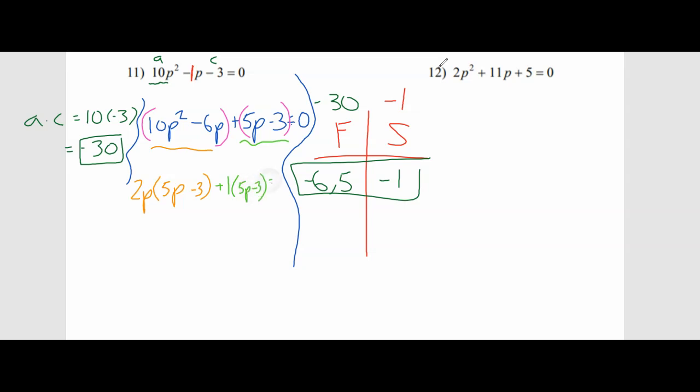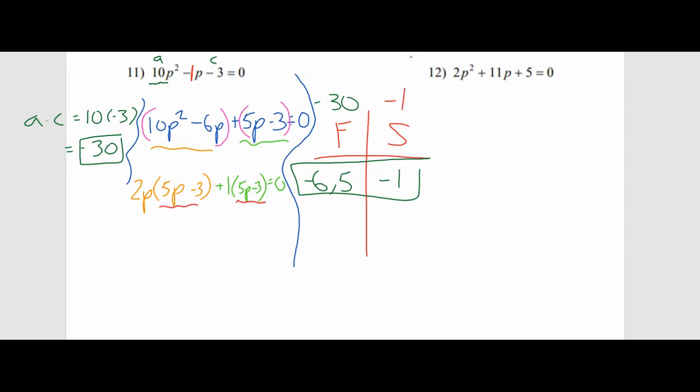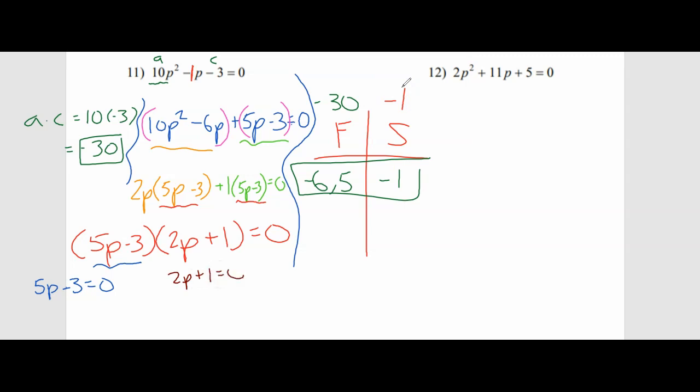5p minus 3 is equal to 0. And then I can factor out 5p minus 3 from both of these terms. So I'm going to get 5p minus 3. What's left is 2p from the orange, 1 from the green. So my other factor is 2p plus 1. Well, now I have my two factors, and I'm going to use the zero product property. 5p minus 3 is equal to 0. 2p plus 1 is equal to 0.